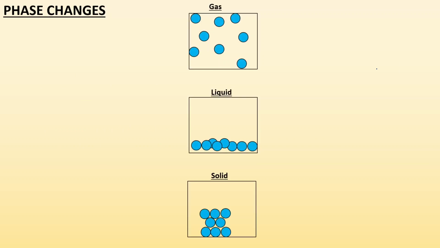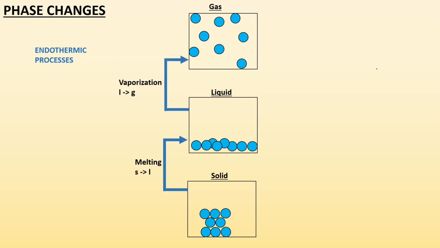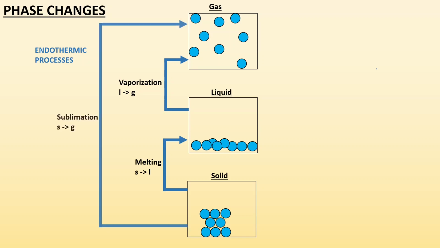We've got solid, liquid, gas, right? Let's talk about the endothermic processes where it needs to absorb energy in order for that to happen. So going from solid to liquid, you probably know that's called melting. Liquid to gas, it's called vaporization. And then we also have a phase change from solid straight to gas that we call sublimation.